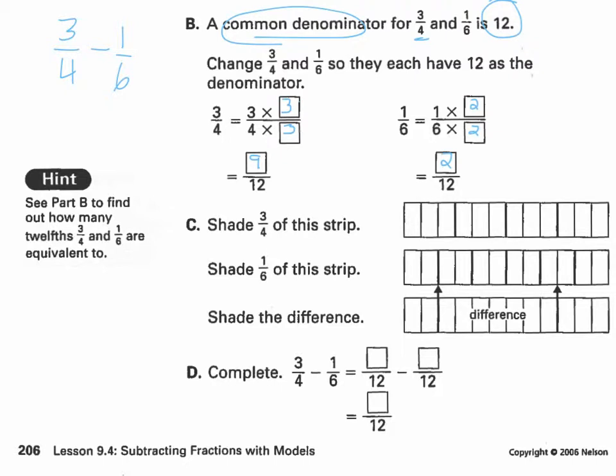Now we're going to show this on the fraction strip. We're going to shade 3/4 of this fraction strip. You can see a darker line right here. That shows how the fraction strip is divided into quarters. But because our common denominator is 12, we've also divided the fraction strip into 12ths. So we're going to shade in 9/12.